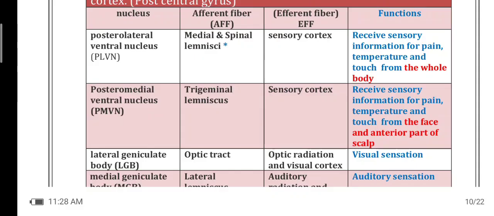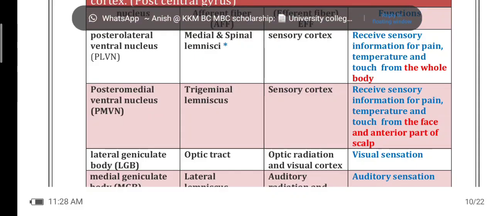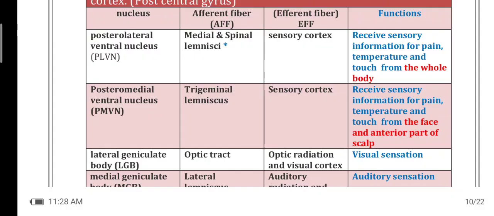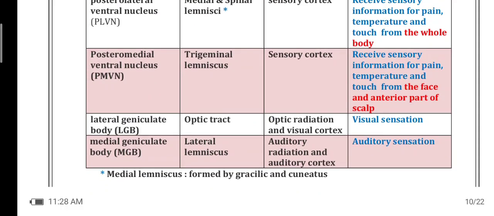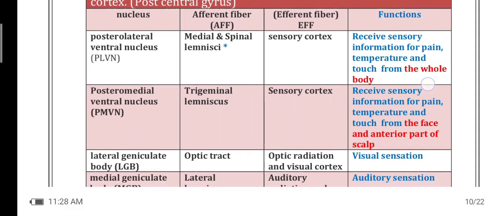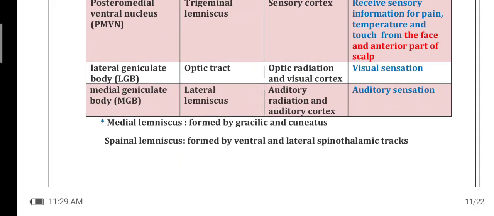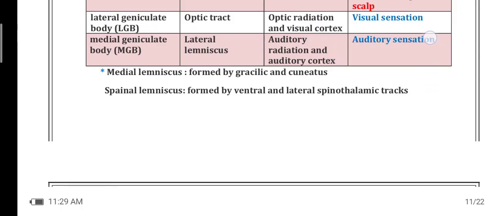The posterior lateral ventral nucleus, the medial spinal lamina and the sensory cortex. The function is receiving the sensory information of pain, temperature and touch of the whole body. The posterior medial ventral nucleus, that is the trigeminal lamina, receiving the sensory information of pain, temperature and touch of the face and the anterior part of the skull. The lateral geniculate body, the optic tract, the optic radiation, visual sensation, the medial and lateral lamina, auditory tracts.